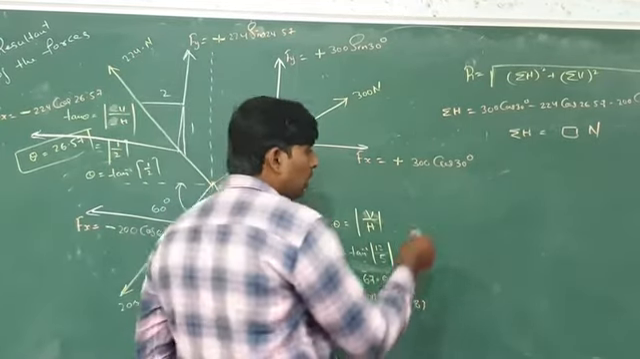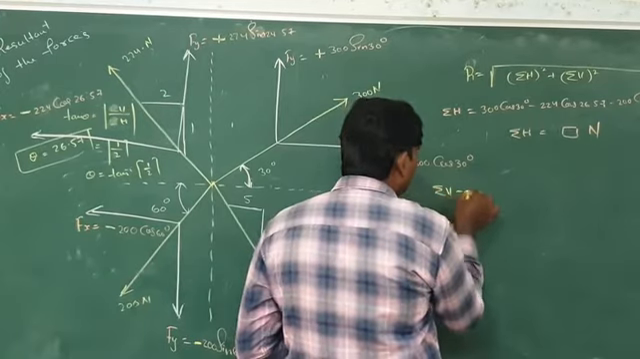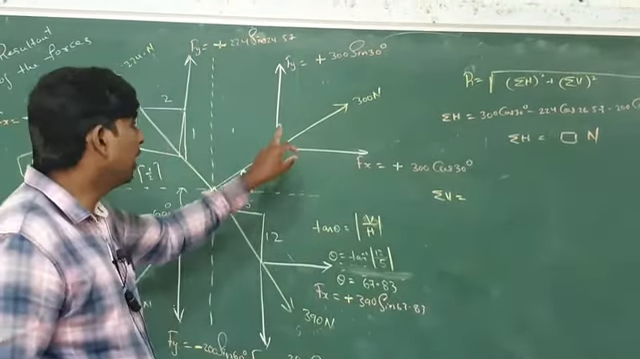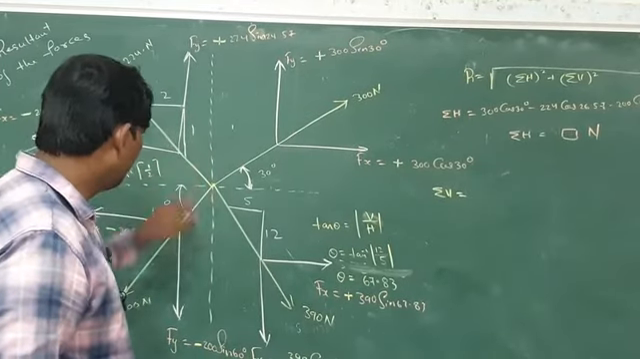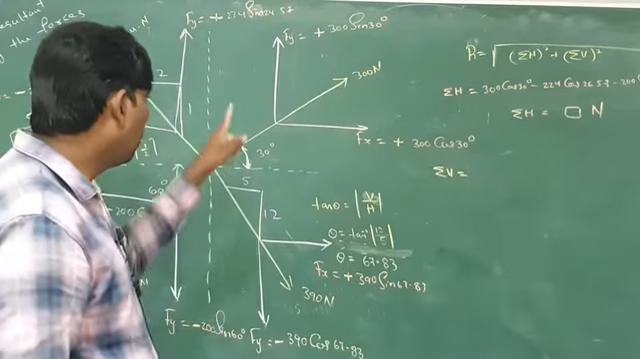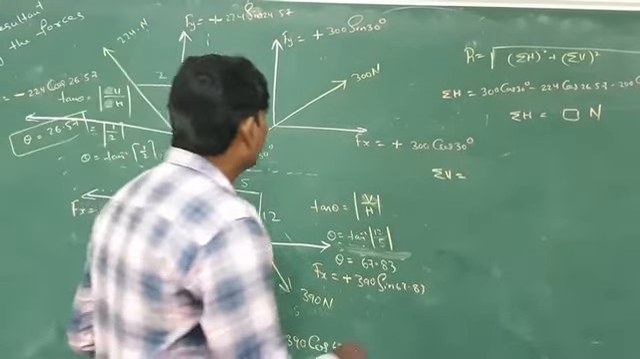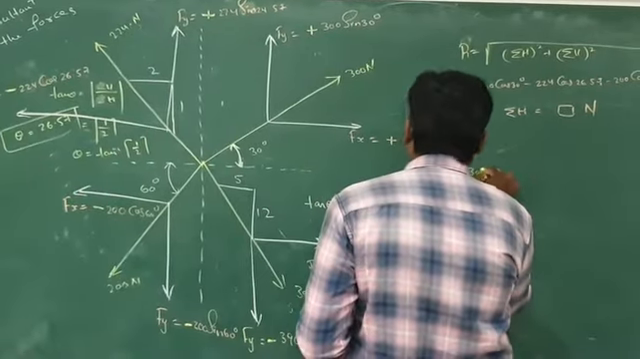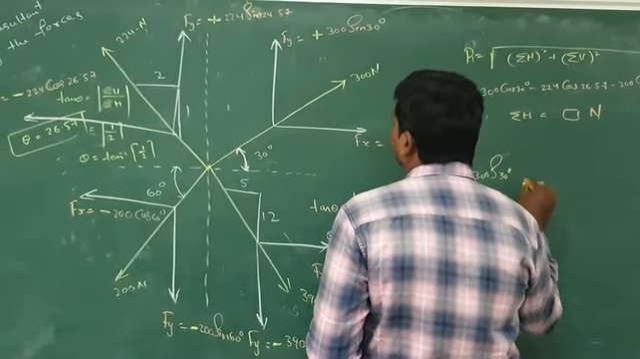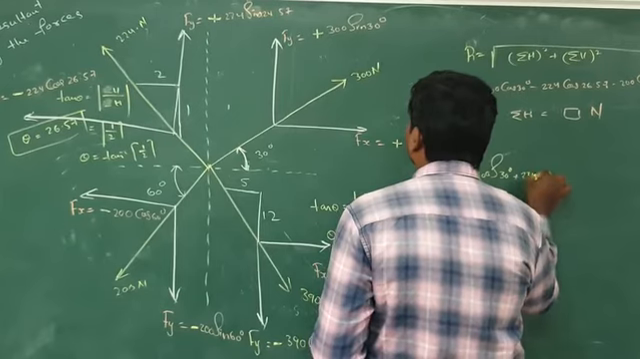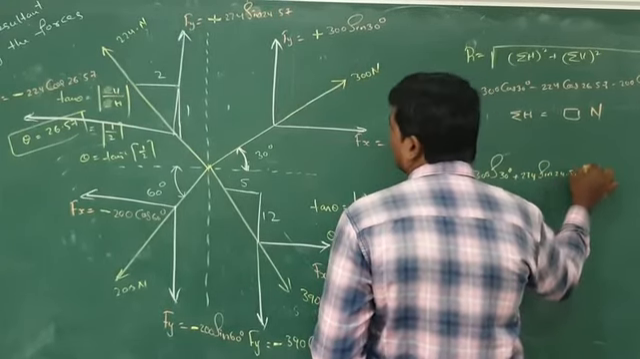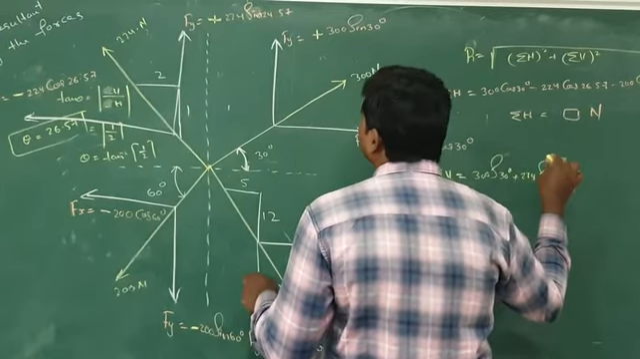Sum of vertical. The sum of vertical formula will be like this. How many vertical forces are there? 1, 2, 3, 4. Total four vertical forces. The first one is equal to 300 sin 30. The next one is equal to 274 sin 26.57.